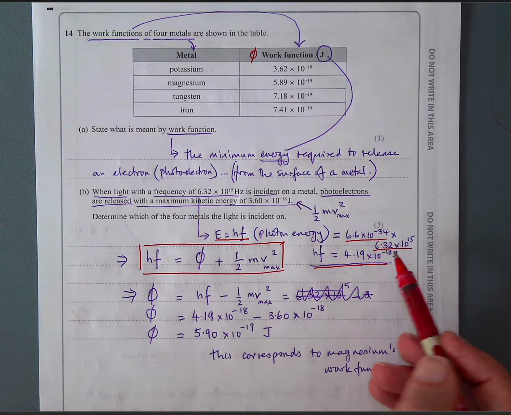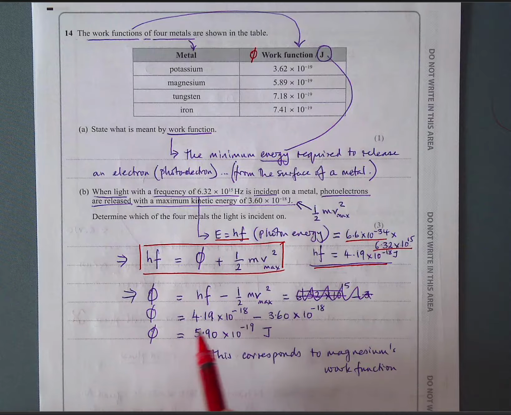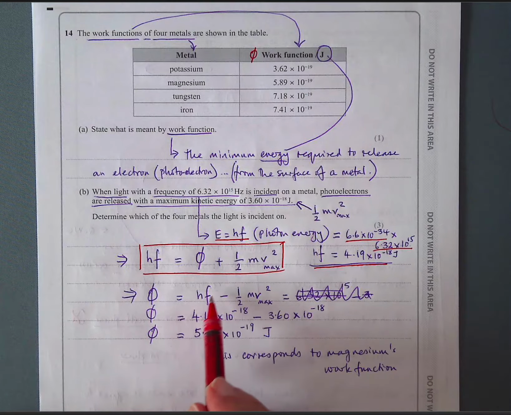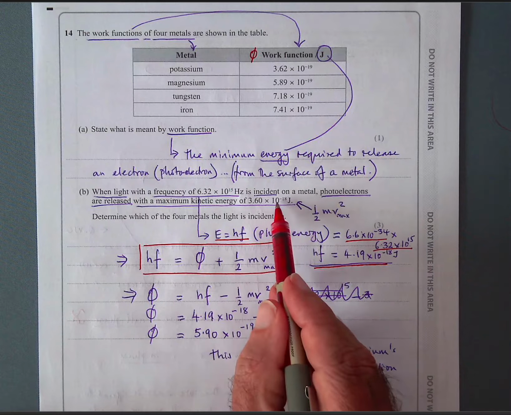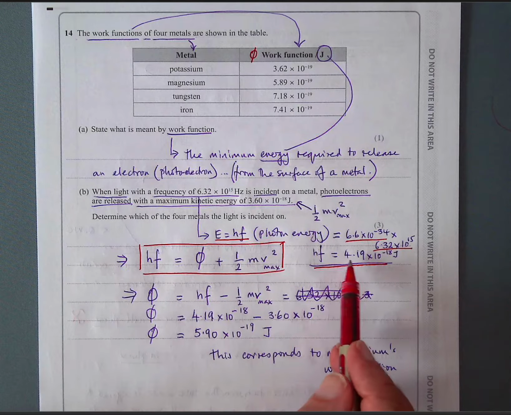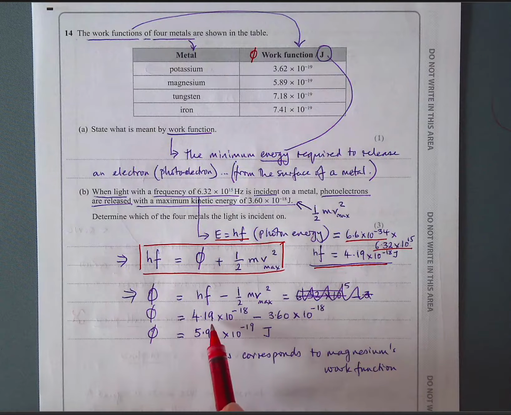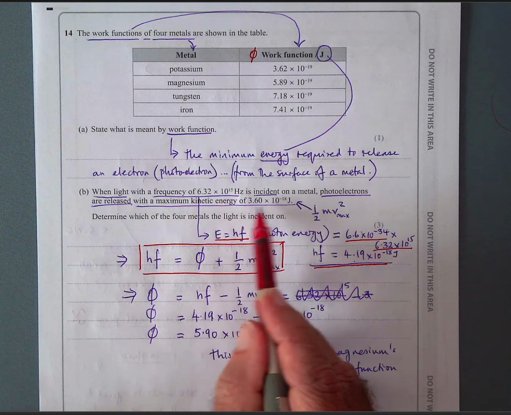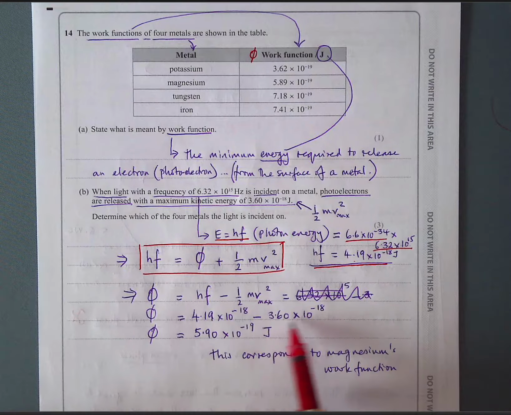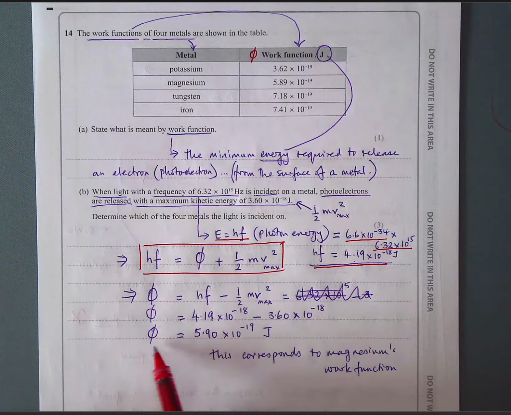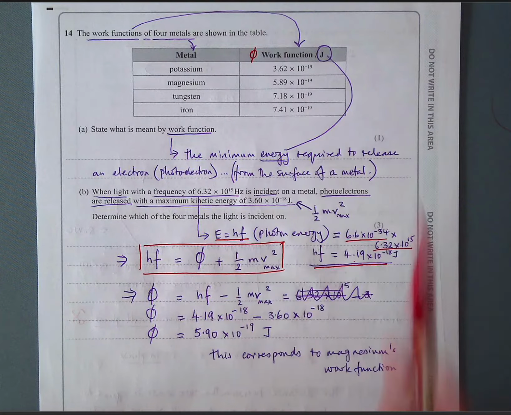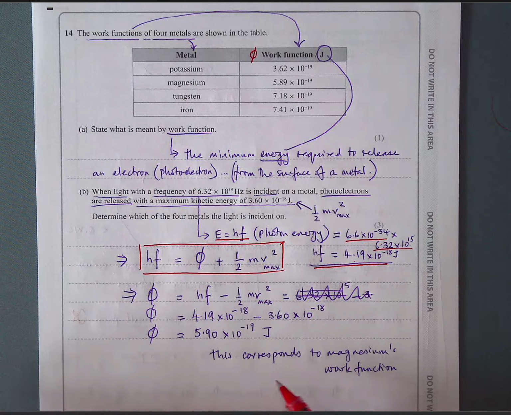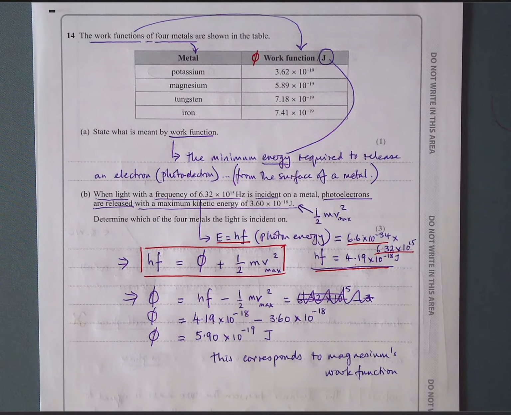Okay. So once you know that, you know that the work function will be this minus the maximum kinetic energy. So you take away this value from this value, 4.19 times 10 to the minus 18, minus 3.6, the maximum kinetic energy gained by them, and that difference will be the work function. You see you get a value of 5.9 times 10 to the minus 19. Well, that is very close to magnesium, so this must correspond to magnesium's work function.